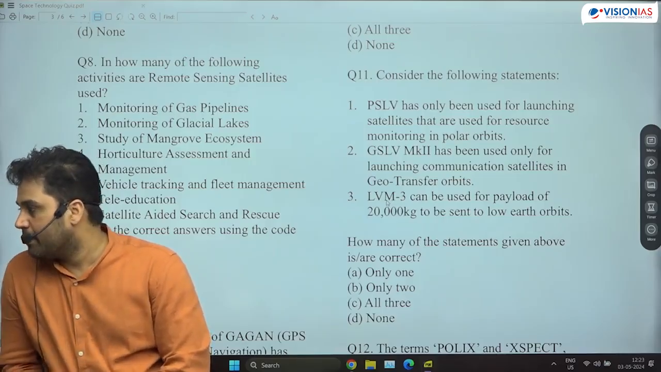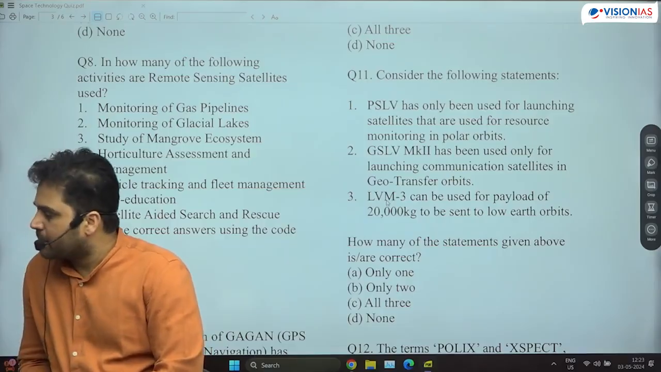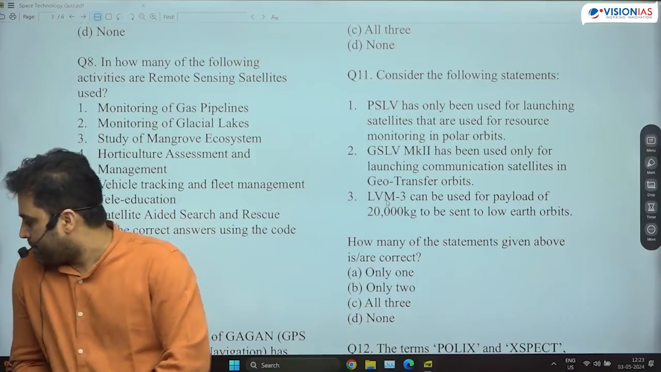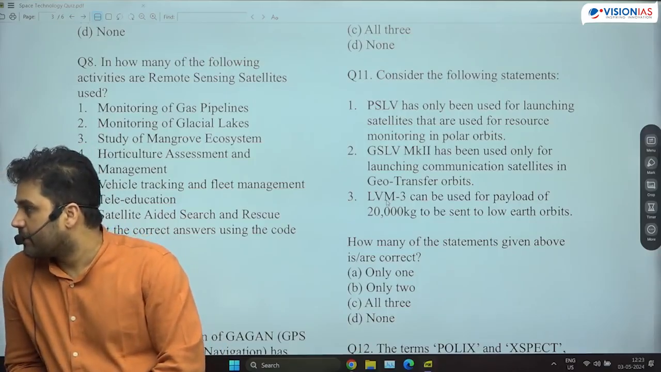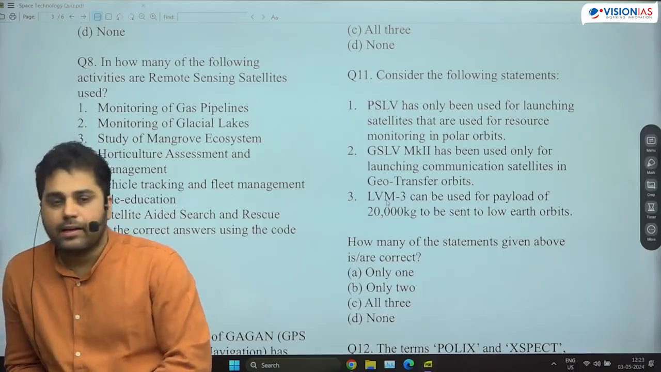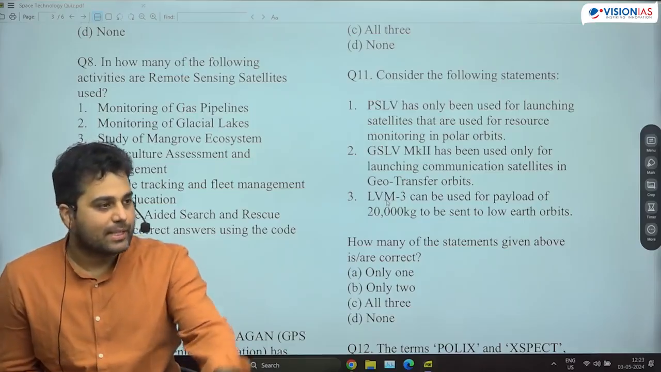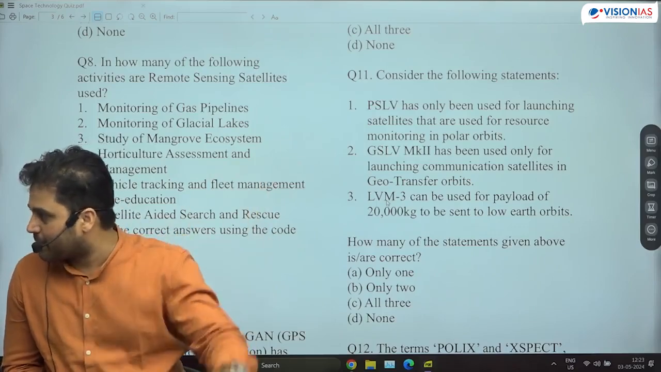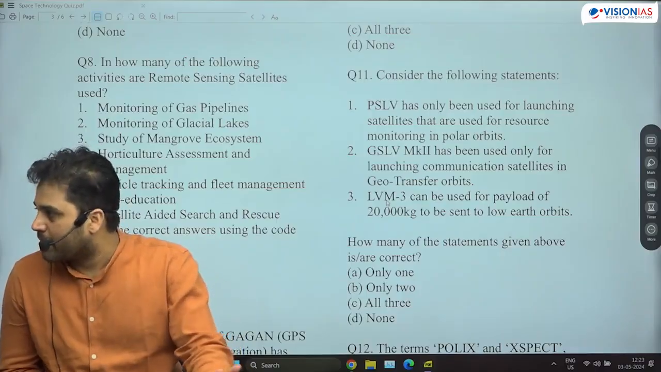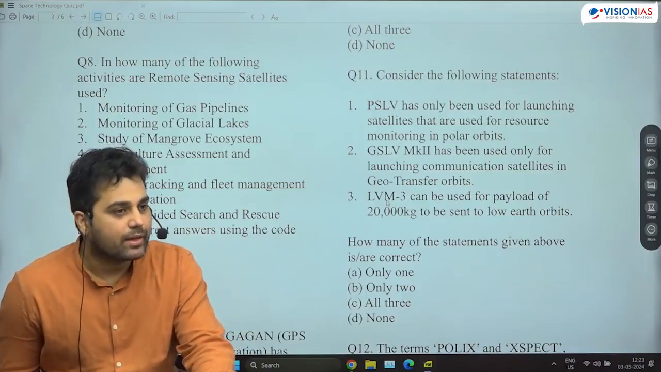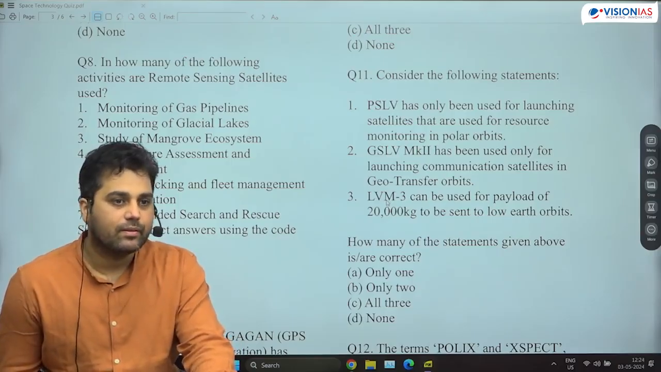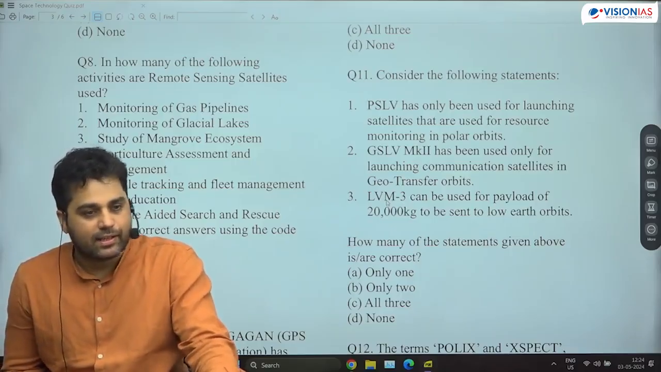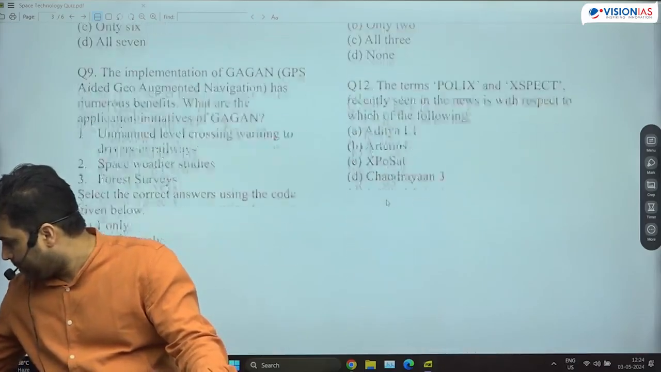Not all of them. Sorry? We can monitor gas pipelines. We already do that. GAIL's gas pipelines are monitored with the help of remote sensing satellites. Sorry? No, we are not talking about LPG or household gas pipelines. When we talked about gas pipelines, we are talking about companies, GAIL's gas pipelines, IGL's gas pipelines, we are talking about that here. Sorry, you had a question. Somebody had a question. 1, 2, 3, 4. First 4 are correct, rest are not correct. What about Gagan?